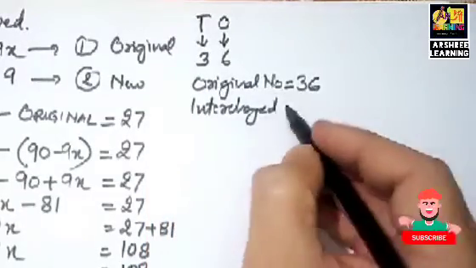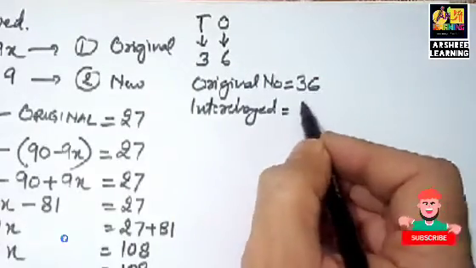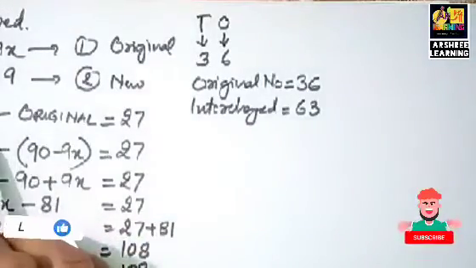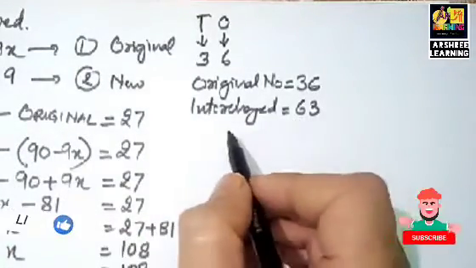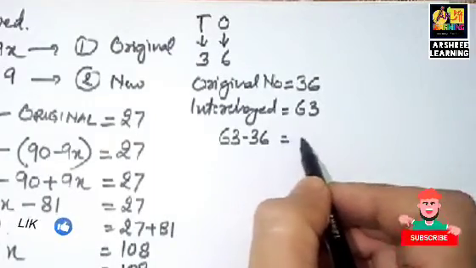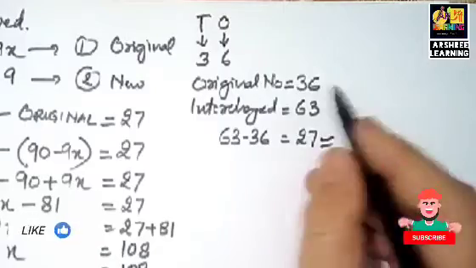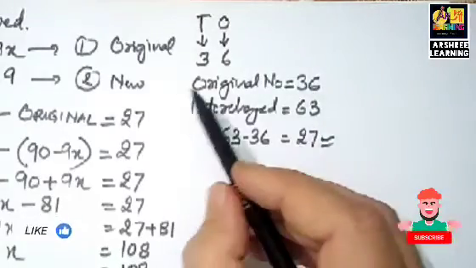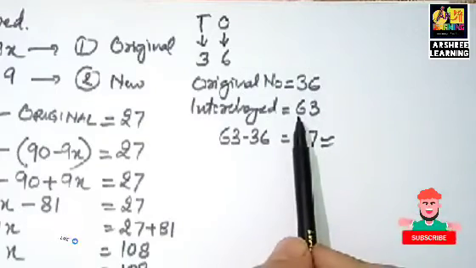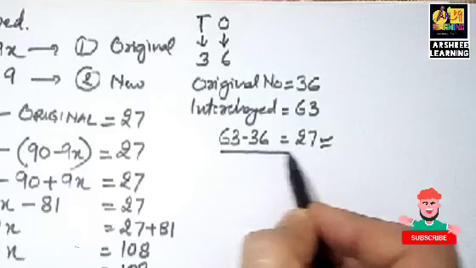This we don't have to find, but let's see. If we interchange the places, 6 will come here, 3 there, so it will become 63. And it is given that the new number and the original number, 63 minus 36, gives you 27. So it is verified. The question is verified. We got the original number as 36 and the interchanged number as 63. So this verifies our answer is correct.